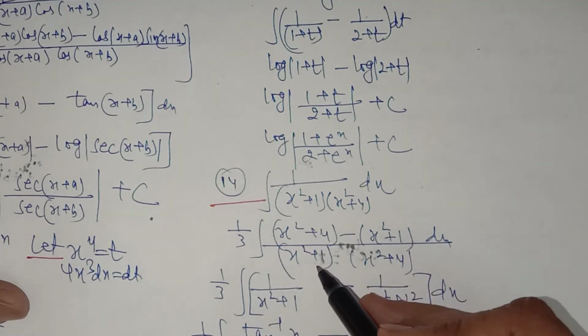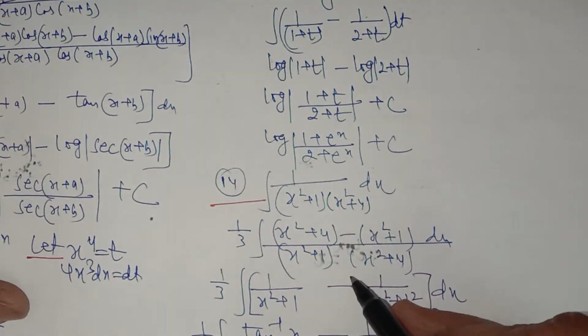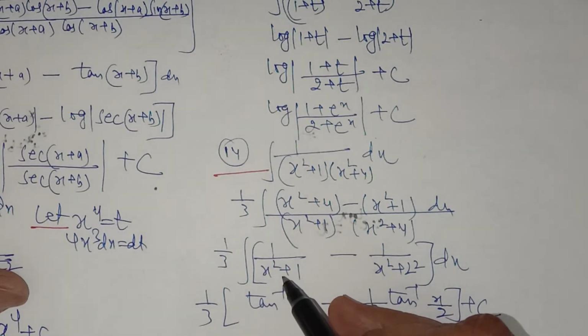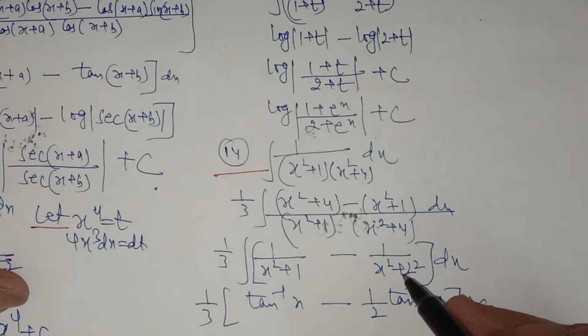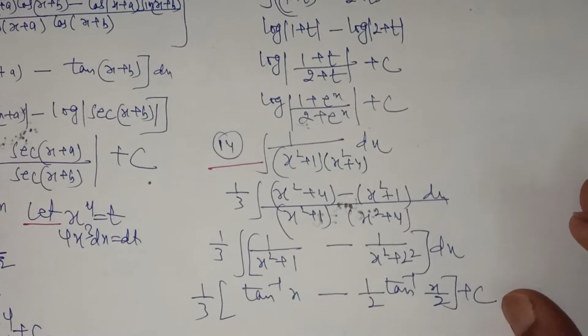So this upon this, it will be only 1 upon x square plus 1, and this upon this will be only 1 upon x square plus 4. This is the integral of tan inverse x. This is the special integral of 1 upon x square plus a square, which is 1 upon a tan inverse x upon a. So some trick has been used here. So you can use that.